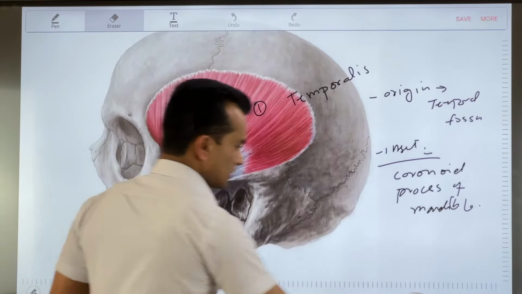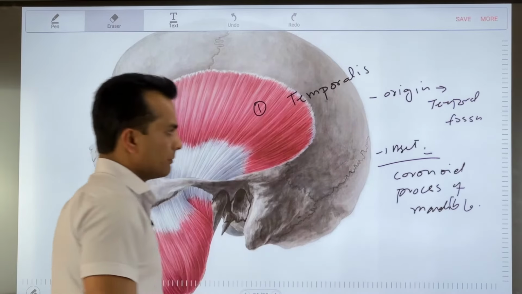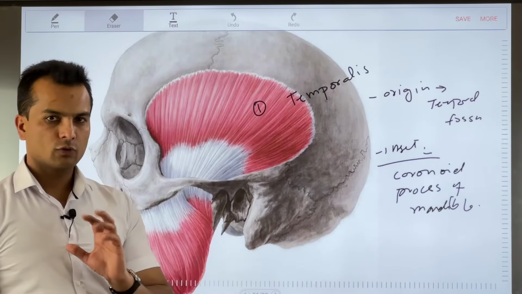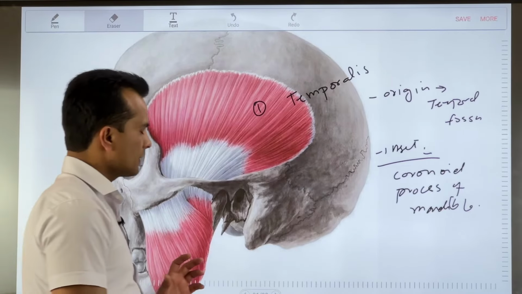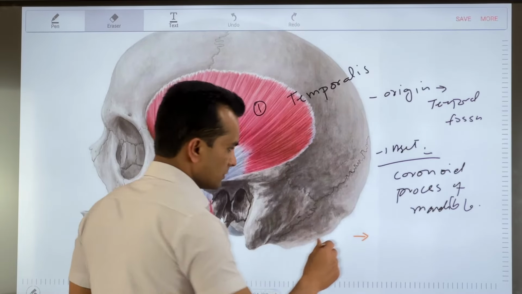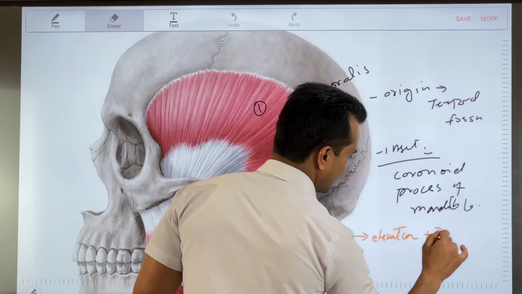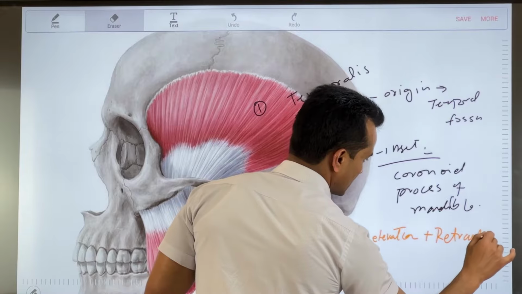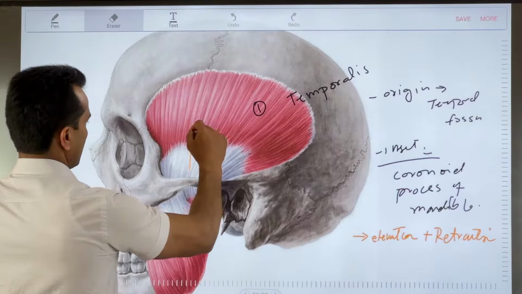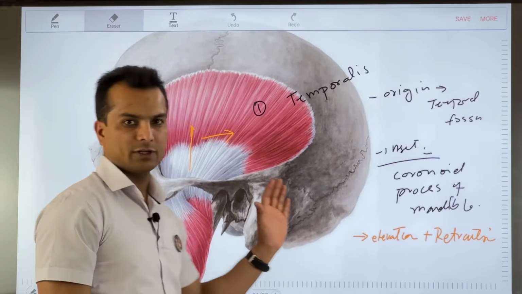So the action is important, and remember all muscles of mastication are innervated by the mandibular nerve, which is the third branch of the trigeminal nerve, passing through the foramen ovale. So the action of this muscle is elevation of the mandible plus retraction. Retraction means pulling back. Elevation and retraction. It elevates and retracts the mandible.